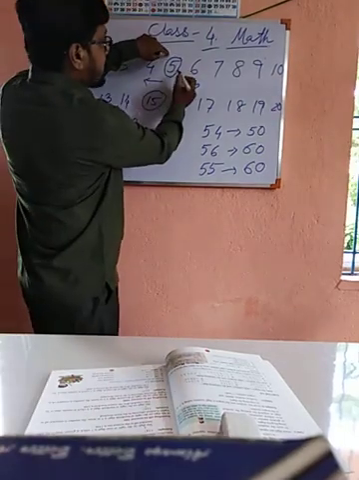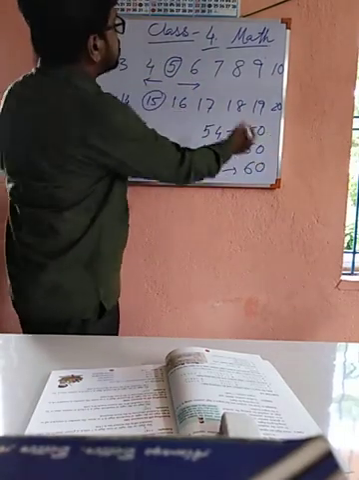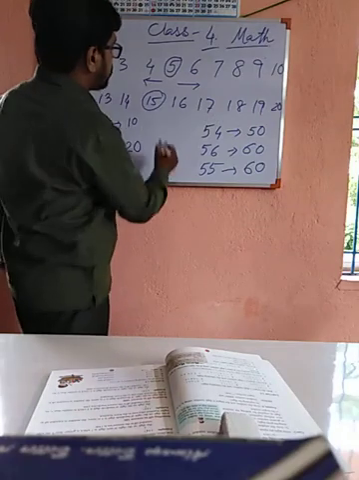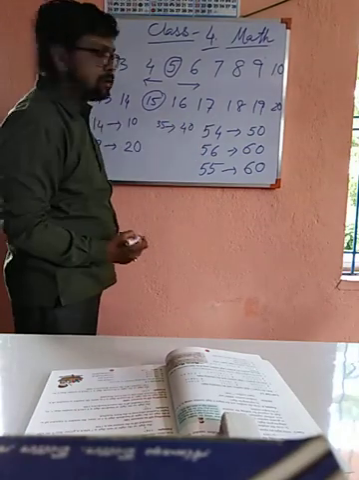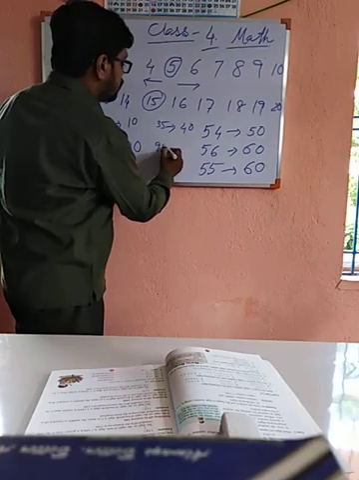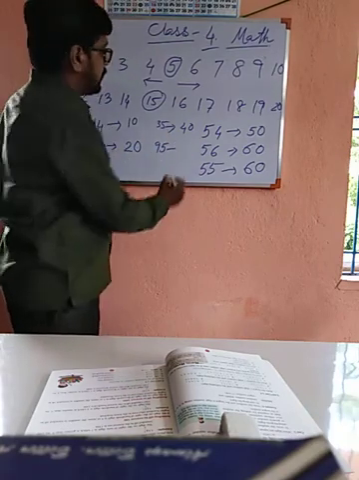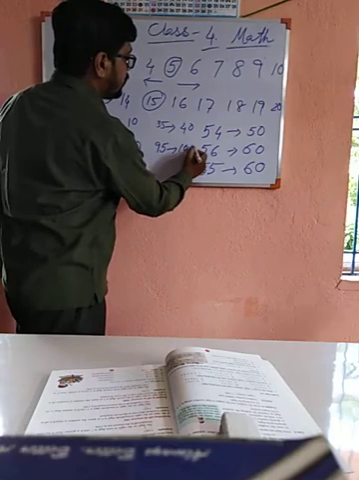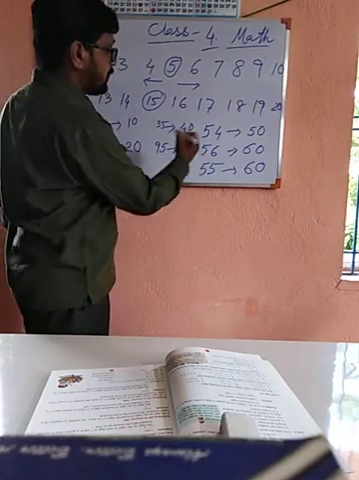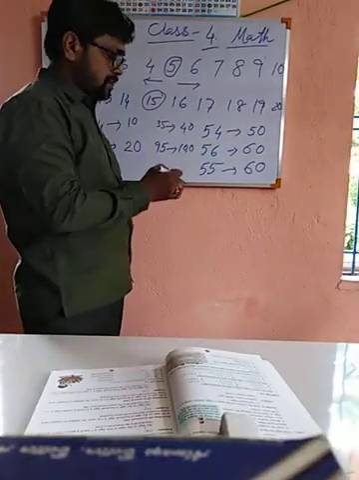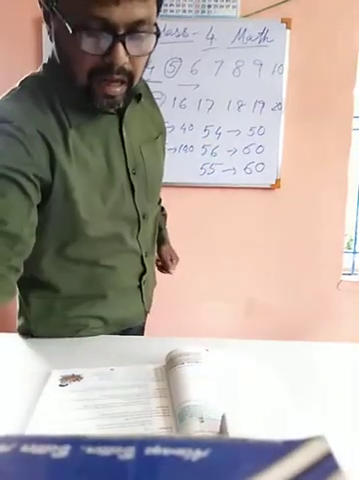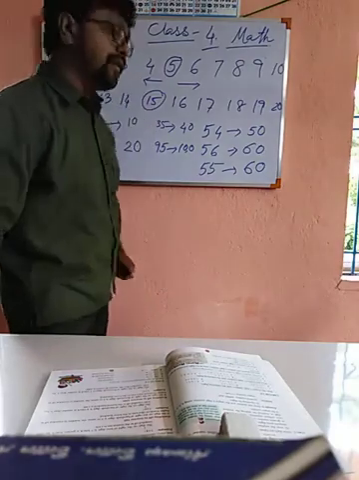So if it is 5, rounded up to the nearest 10, that is 10. If it is 35, that will be 40. If it is 95, that will be 100. 100 means 10 tens. That is 100. Now rounding up to the nearest 100.